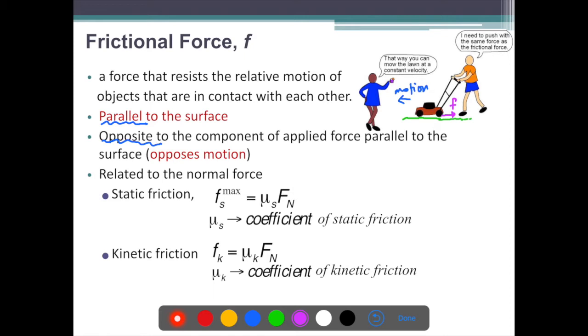There are two kinds of frictional forces: static friction and kinetic friction. Static friction is the friction experienced by any object that's at rest or that is static, and that's why it's called static friction. And kinetic friction is the friction that's experienced by the object when it starts to move.